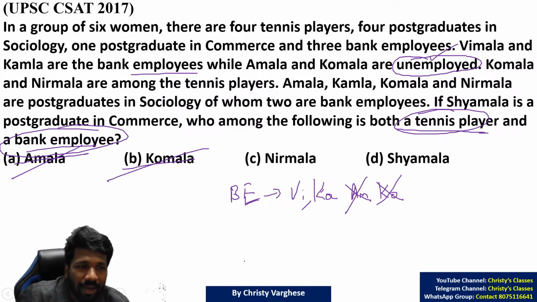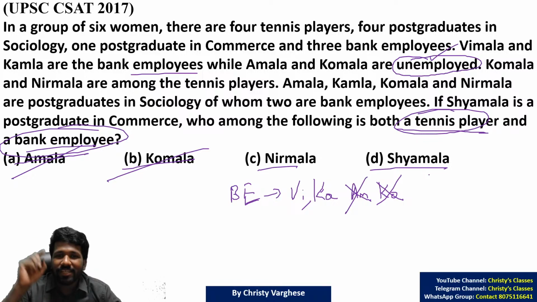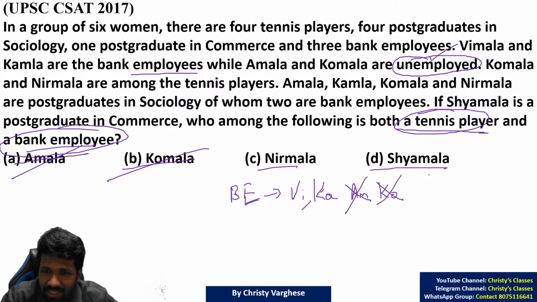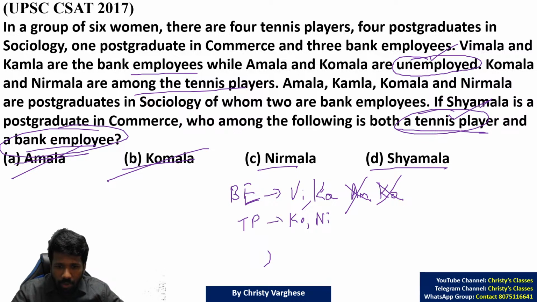Okay, anyway, coming back to this question, Amala, Kamala is eliminated, two options remaining. Don't select one of the two options. Let us go further, because now it is easy to eliminate one more option. So Komala and Nirmala are among the tennis players. We want tennis players also, na? Tennis players, Komala and Nirmala are among tennis players.